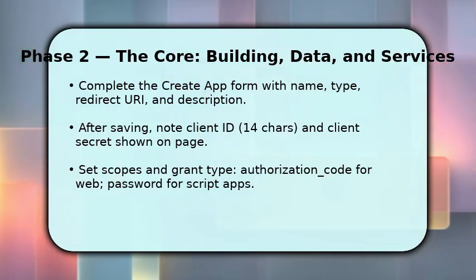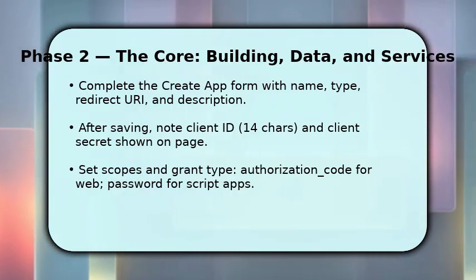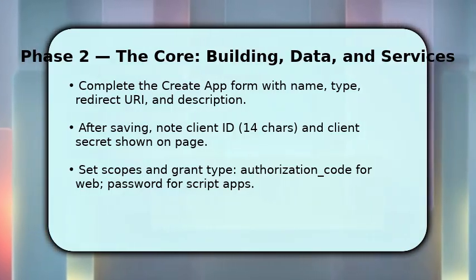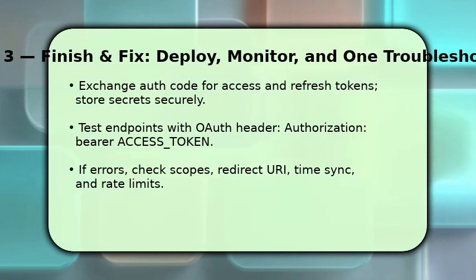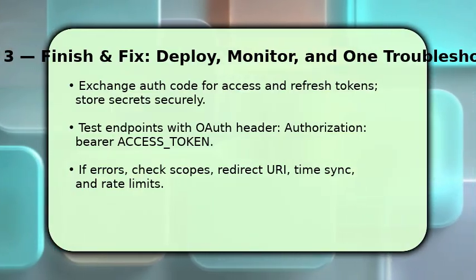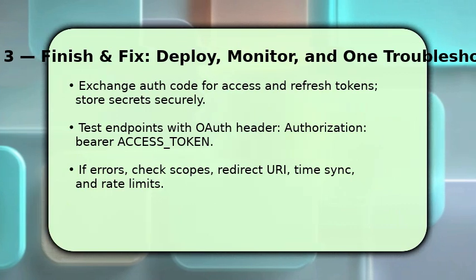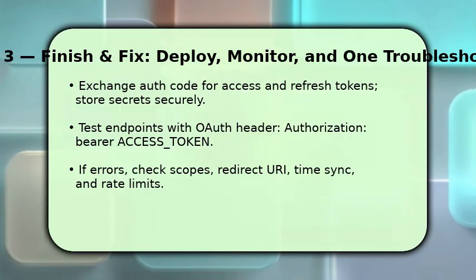For scripts, you use the password grant with username and password. For web, finish by exchanging codes or using the password grant to obtain an access token, and if available, a refresh token. Store client secret and tokens in a secure vault or environment variables. Never hardcode them. Then test a simple API call with an authorization header to confirm permissions.